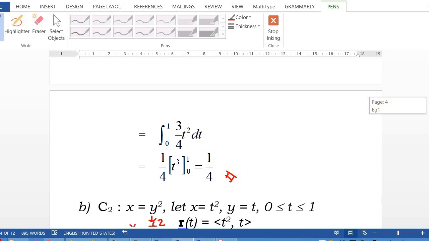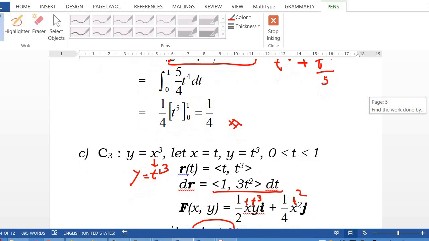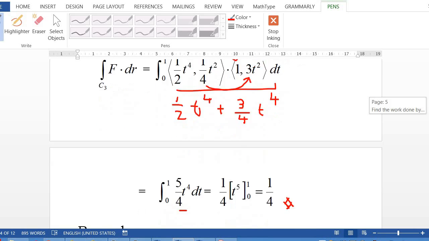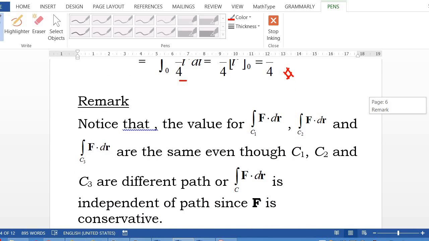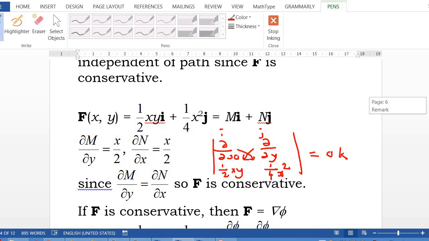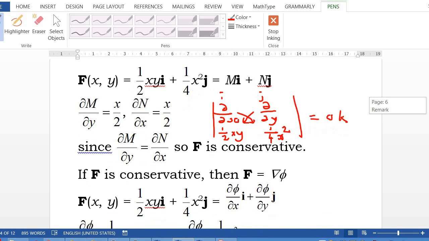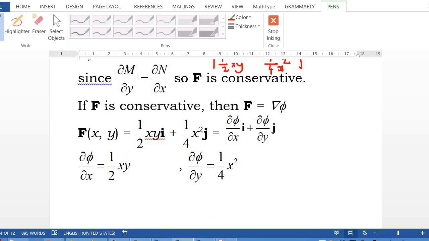Now, we have shown the meaning of independent of path, and we have shown the conservative vector field, and now we are going to use the potential function to evaluate the line integral. If F is conservative, then F equals del phi, where phi is a scalar function that we are going to find and use to evaluate a line integral. So F, given here, 1/2 xy i plus 1/4 x squared j, equals del phi.